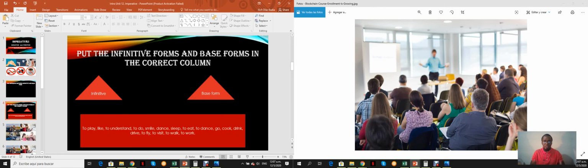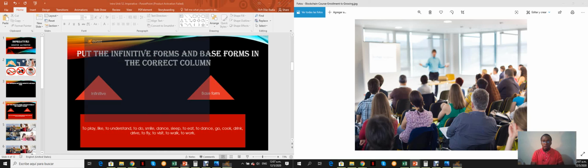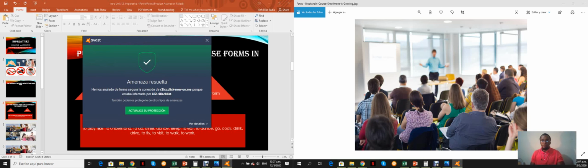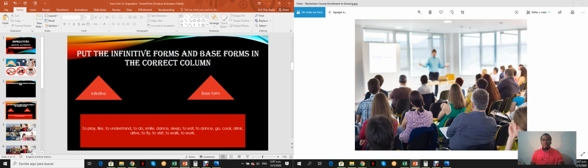I would just go straight to the next step. I'll tell them, according to you, you have a bunch of verbs, right? Which ones do you think are infinitive and which ones do you think are base form? When they finish, I would go ahead and tell them the difference between infinitive and base form.